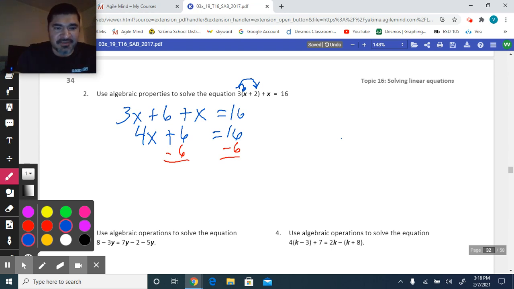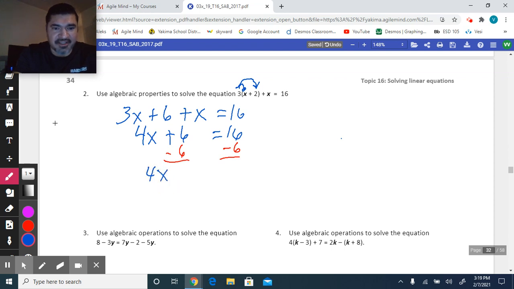Now my next step is I'm going to just go ahead and simplify this. I'm going to go ahead and write 4x. 6 and a negative 6 is 0. I could put plus 0 here, but 4x plus 0 is just 4x. That's kind of pointless to write. 16 minus 6 is 10.